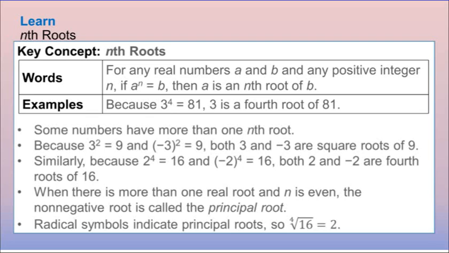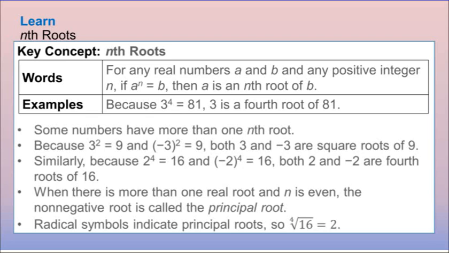Some numbers have more than one nth root. Because 3 squared equals 9, and negative 3 squared is also 9, both 3 and negative 3 are square roots of 9. Similarly, because 2 to the 4th power is 16, and negative 2 to the 4th power is also 16, both 2 and negative 2 are 4th roots of 16. So if they're asking you for the roots, you will need to put both positive and negative.